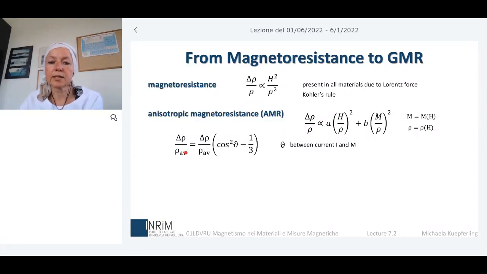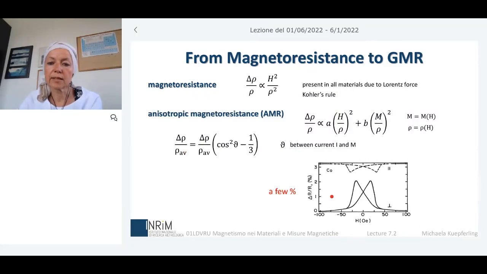In this case, you saw also that the angle between the magnetization and the current counts. So this is an important fact. And you can see in the two different directions, parallel and antiparallel, you will find completely different resistance curves with respect to the magnetic field that you apply. This here is the example of cobalt.